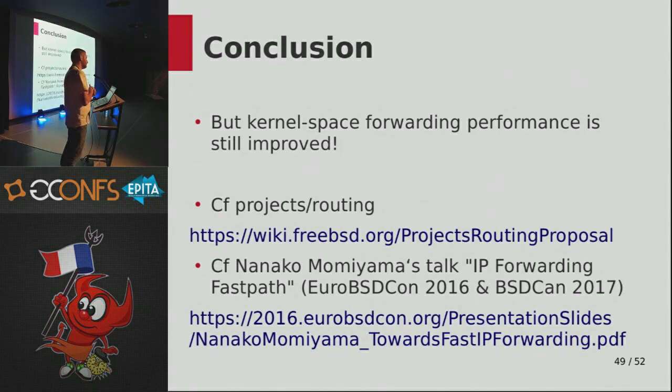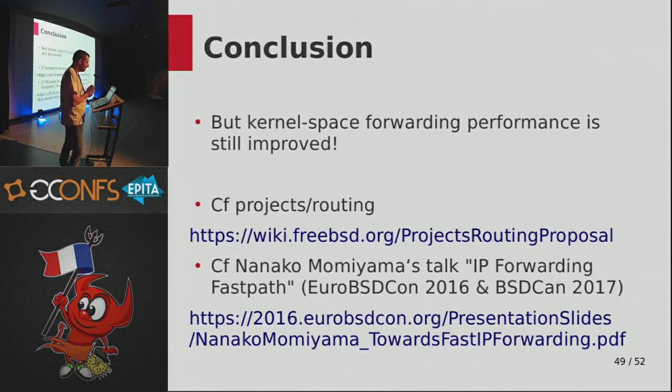Kernel space forwarding is still being improved. Like you said, Yandex has a much longer list of patches, very interesting. There is an old project called Project Routing, with lots of old ideas that we really need to refresh. There was a talk last year about how to improve IP forwarding fast.